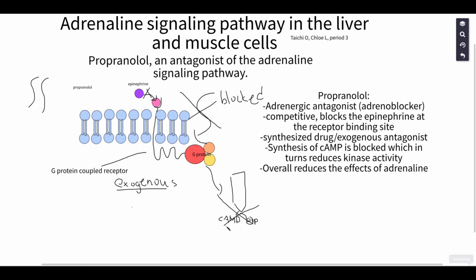Now, how the cell response is altered due to the antagonist propranolol is that the initial response for adrenaline is terminated by reducing the production of cAMP and the activity of protein kinase A.